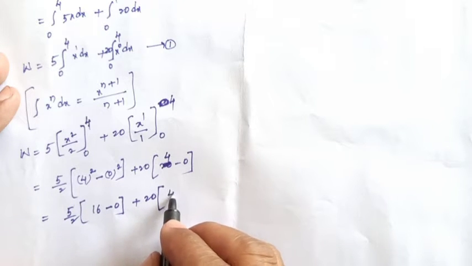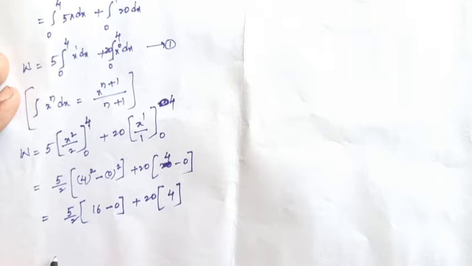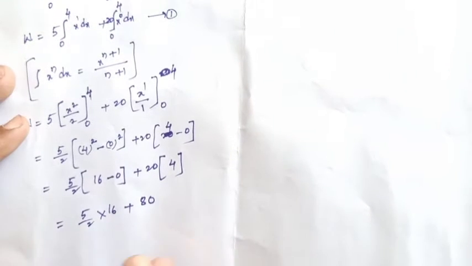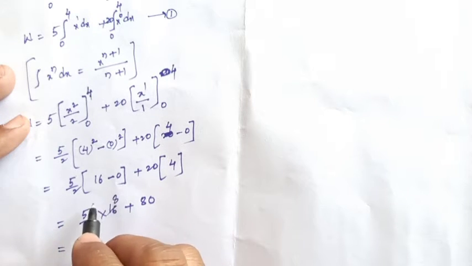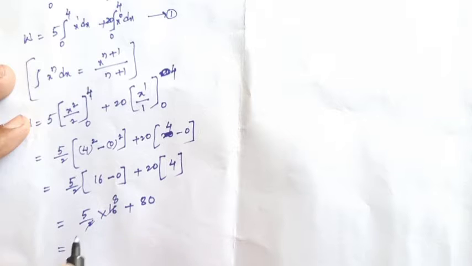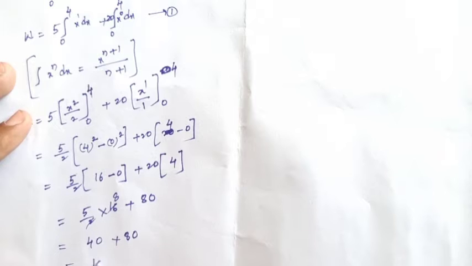4 minus 0 equals 4. It equals 5 by 2 into 16 plus 80. Okay, that equals 2, 8 5s are 40, plus 80. 40 plus 80 equals 120.